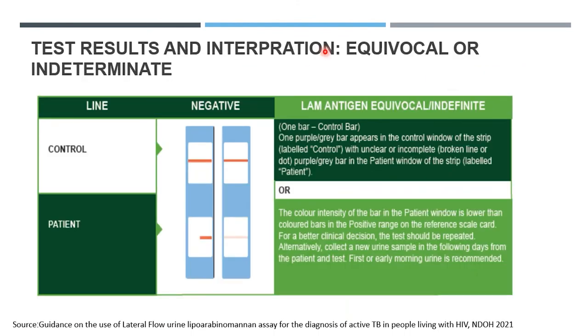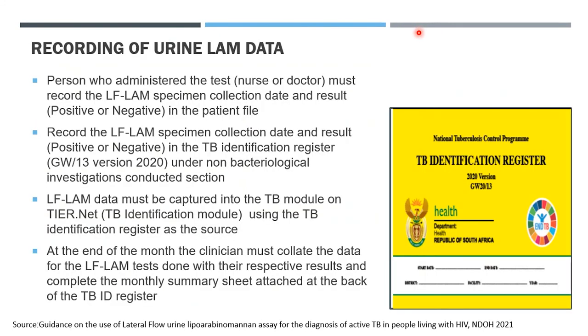Then there is, I've never seen this one, equivocal. In your reference card, you can see that it doesn't actually fully fill the patient sample bar line that it should. As we would do for invalid, we can collect a new sample early in the morning and repeat it, or you could take another sample and then repeat the test.